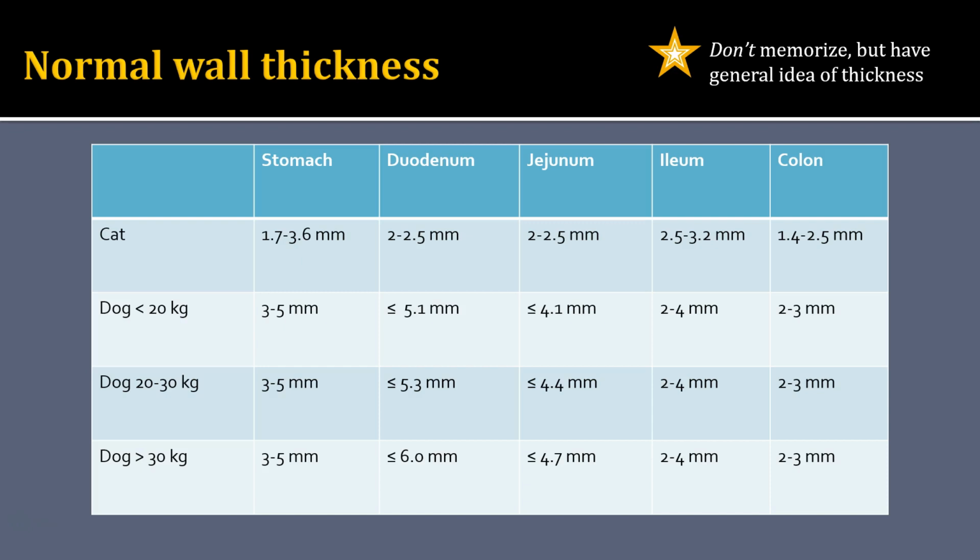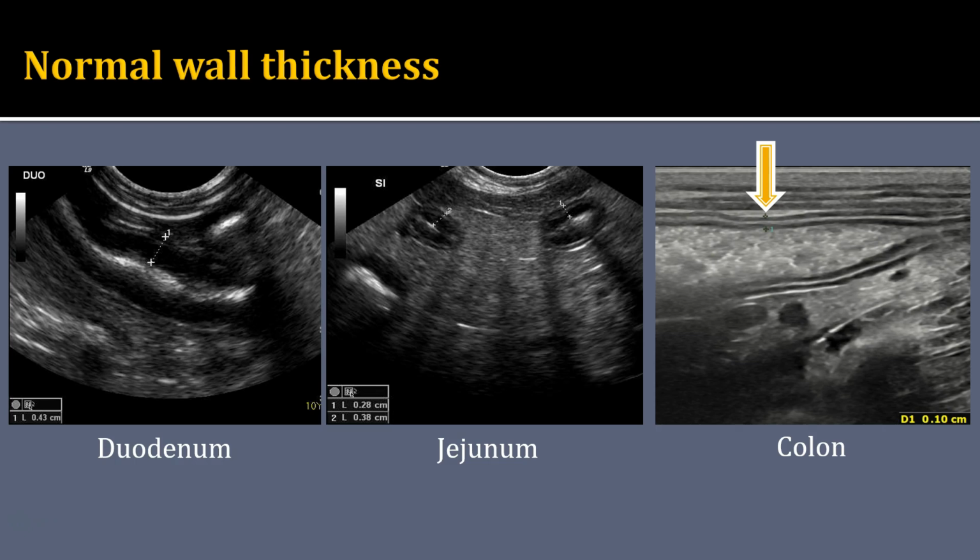So if you remember that for a cat, most of the GI should be less than 3 millimeters. And if you remember that for a dog, most of the GI should be less than 5 millimeters, and that in both species the colon will also be the thinnest, that should be all you need to know for assessment in this class. In addition to being able to recognize the presence of our normal wall layers and then our normal proportions. So later on we'll talk about some layers being thicker than they should be. These are just examples of the different segments for thickness.